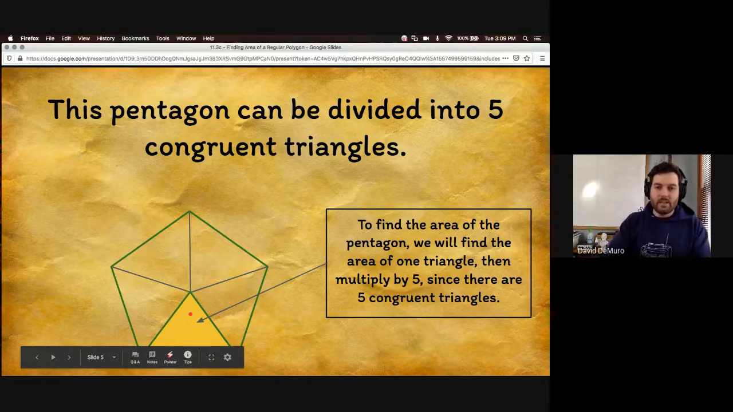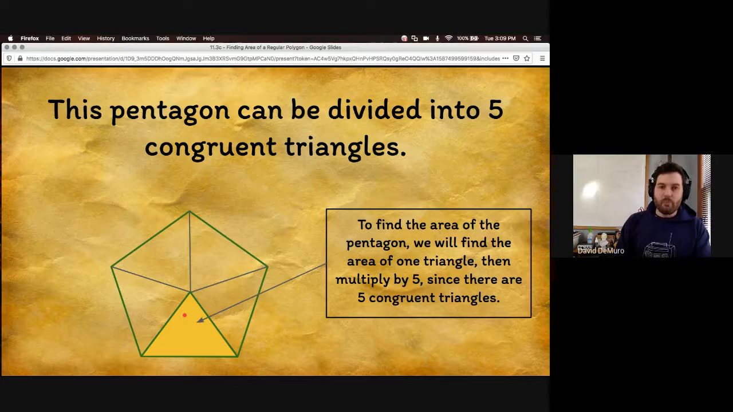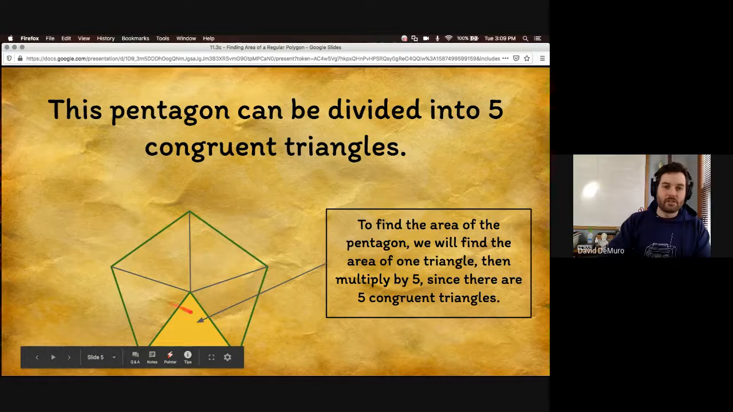So that's the plan today, to find the area of one of these triangles and then multiply by how many there are. The number of triangles will match the number of sides. So in this pentagon, we have 5 congruent triangles. In a hexagon, there would be 6. In an octagon, there would be 8. In a square, there would be 4.